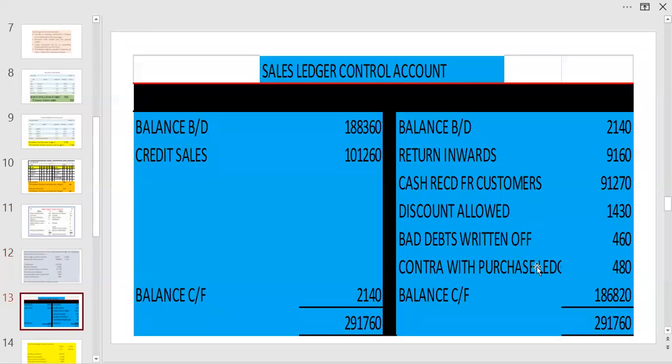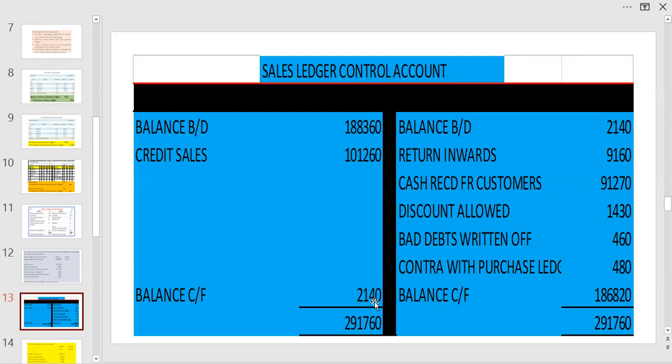In this sum, you have both debit majority and credit minority balances. Credit sales debit, return inwards credit, cash received from customers credit, cash discount allowed credit, irrecoverable debts written off credit, contra settlement obviously credit. We have balanced the account in order to continue further with other adjustments.